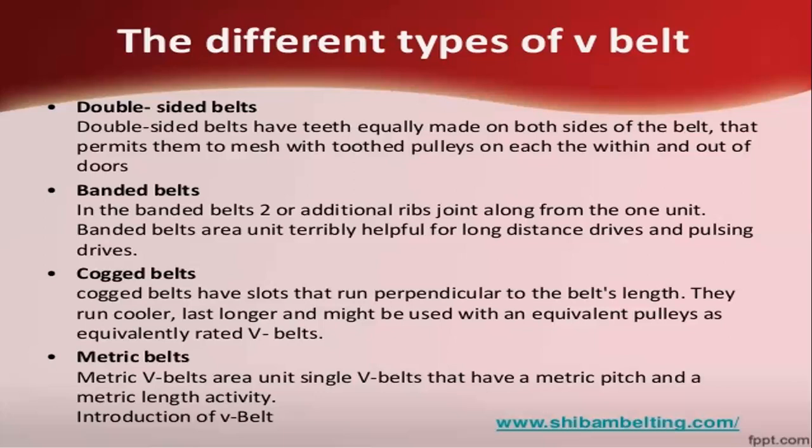They are also used in pulsing drives. And next one is the cogged belts. These cogged belts have slots that run perpendicular to the belt's length, and they run cooler and last longer, and might be used with equivalent pulleys, and they are also equivalent rated V belts.